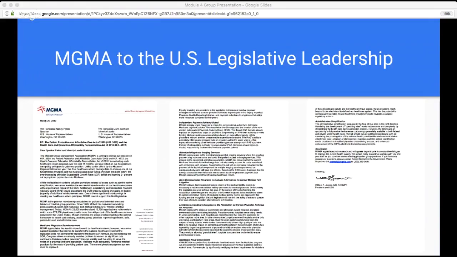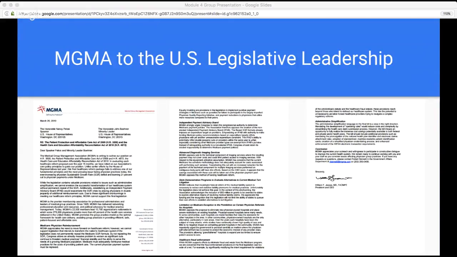The MGMA wrote a letter to the U.S. legislative leadership to outline their position on the Patient Protection and Affordable Care Act of 2009 and the Healthcare and Education Affordability Reconciliation Act of 2010. This letter was addressed to Speaker Nancy Pelosi and Minority Leader John Boehner. The letter that is on screen you can read over, but the main points of this letter are as follows.